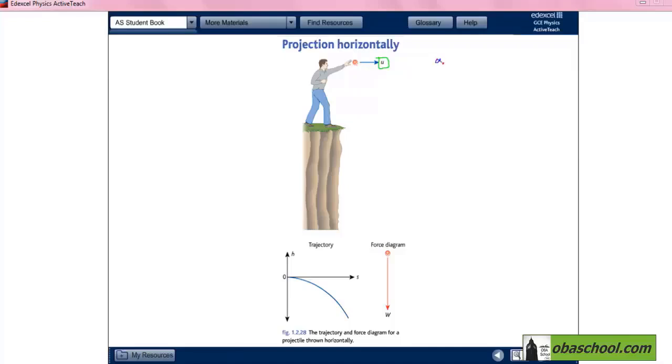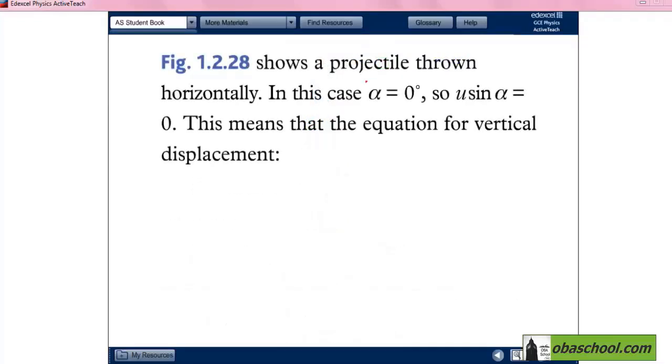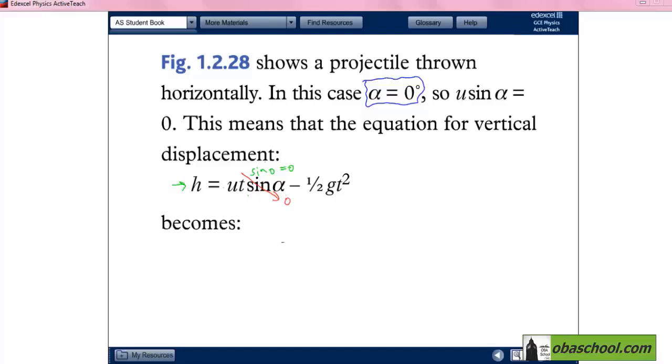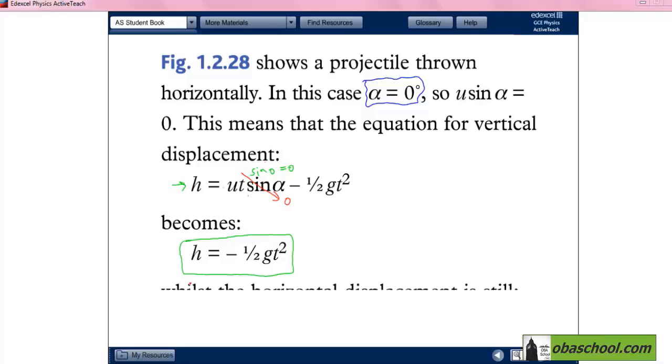So alpha, which is the angle that the ball creates with the horizontal, is 0 degrees. Since alpha is 0, the equations for the vertical and horizontal displacement are as follows. H equals ut sine alpha minus half gt squared. Alpha is 0, sine 0 is 0, so all of this is 0. H becomes minus half gt squared.